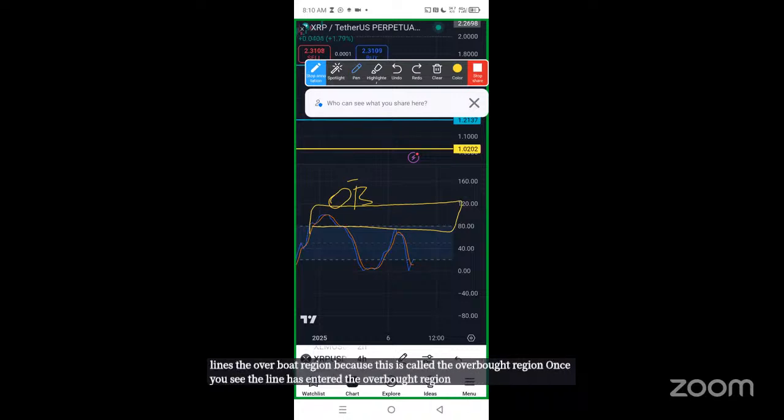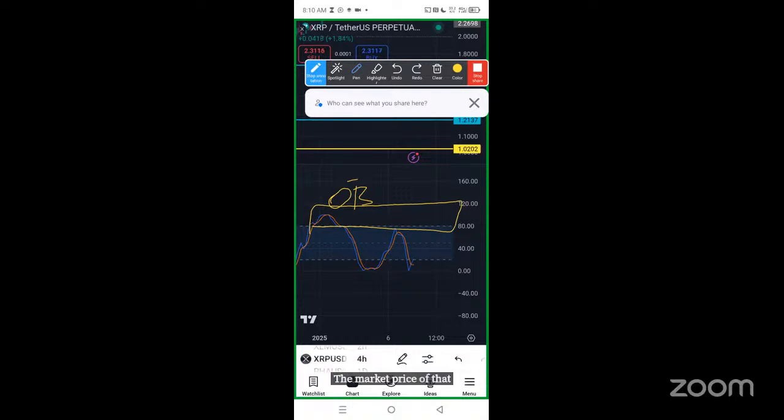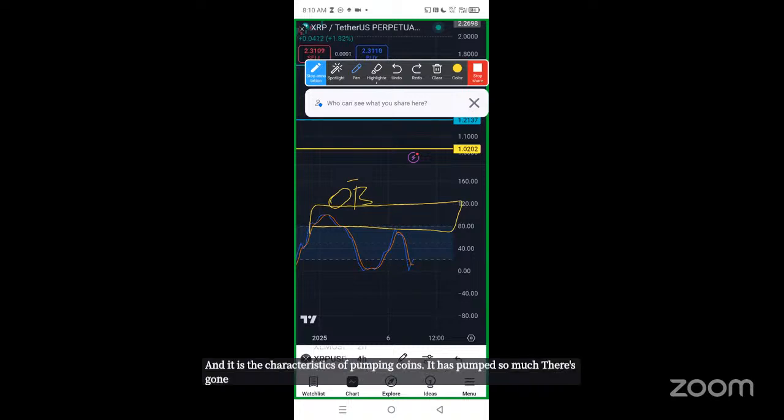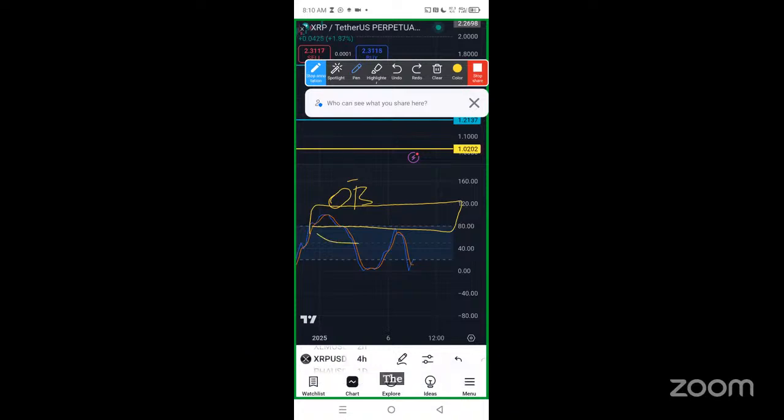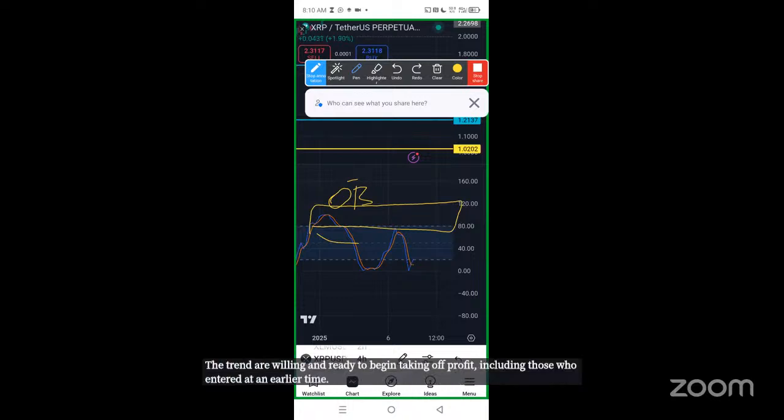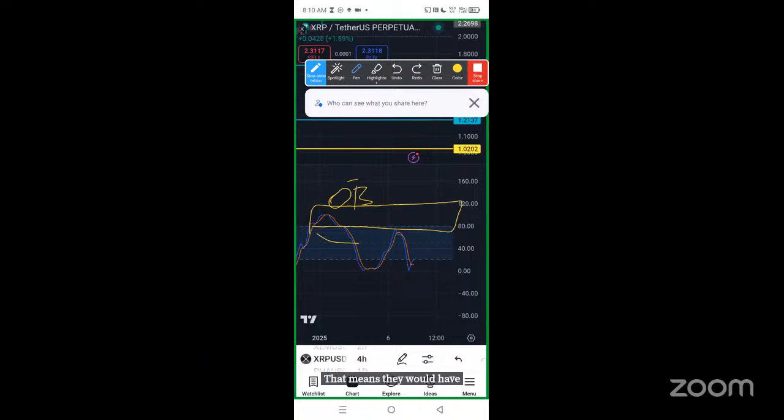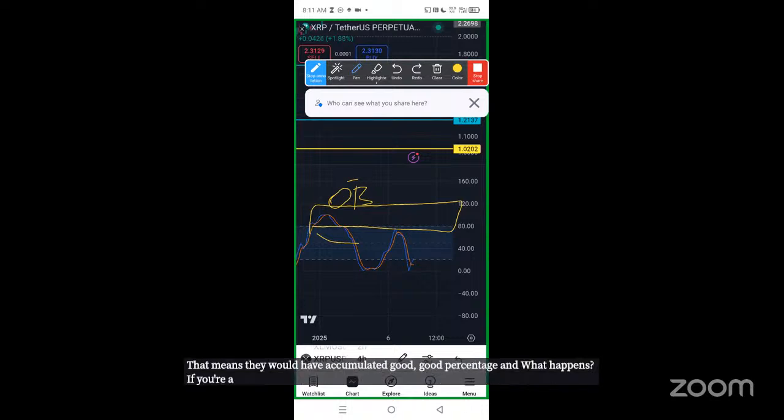this simply means is that the market price of that coin has risen so much, and it is a characteristic of pumping coins. It has pumped so much, it has gone so much in percentage that even the traders who entered midway the trend are willing and ready to begin taking off profit, including those who entered at an earlier time. That means they would have accumulated good percentage. And what happens? If you're a trader, you trade to make profit. So people are going to begin taking off profit.